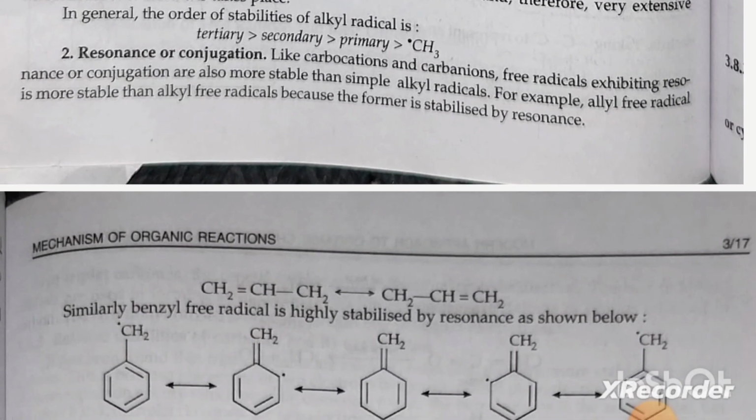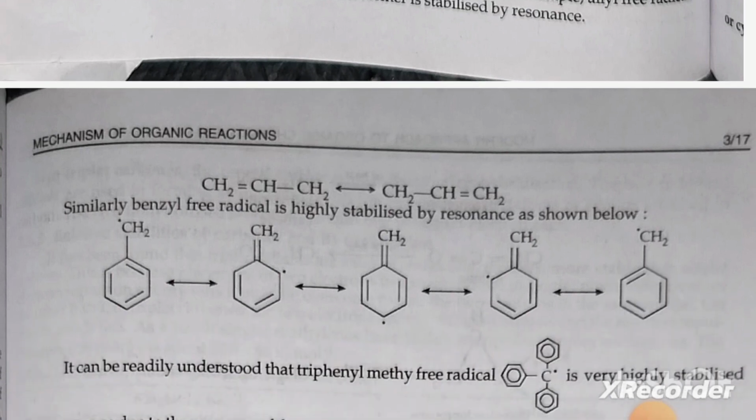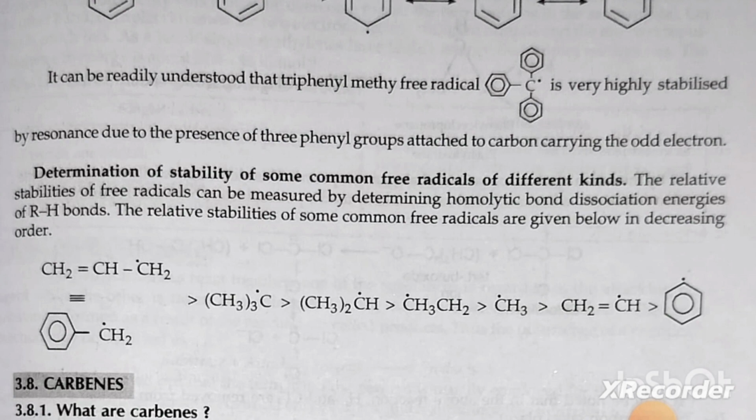Second, resonance or conjugation. Like carbocations, the carbanions and free radicals exhibiting resonance or conjugation are also more stable than simple alkyl radicals. For example, allyl free radical is more stable than alkyl free radical because the former is stabilized by resonance: CH2=CH-CH2 radical, resonance sign, CH2-CH=CH2 radical. Similarly, benzyl free radical is highly stabilized by resonance as shown below. It can be readily understood that triphenyl methyl free radical is very highly stabilized by resonance due to the presence of 3 phenyl groups attached to the carbon carrying the odd electron.